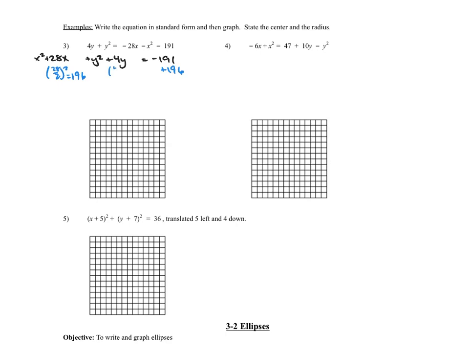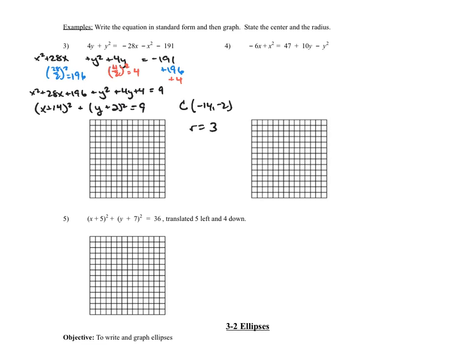And then 4 over 2 squared. 4 over 2 is 2. 2 squared is 4. So we'll also add a 4. So then we get x squared plus 28x plus 196 plus y squared plus 4y plus 4 equals 9. We'll factor it to x plus 14 squared plus y plus 2 squared equals 9.